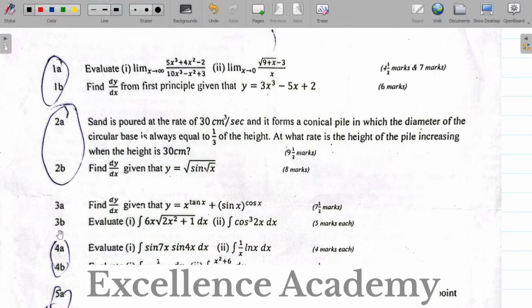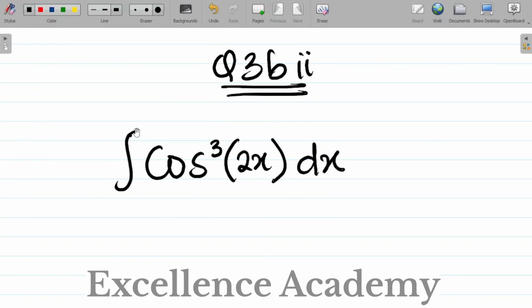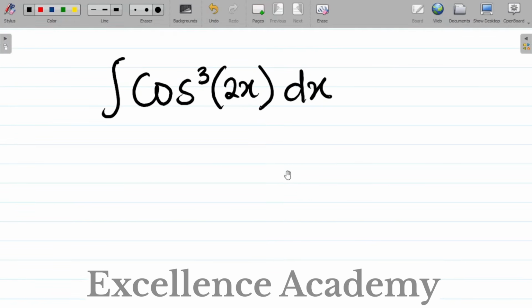The question here says evaluate the integral of cos cube 2x dx. This is for 5 marks. Now how do you solve this question? Question 3bii, the integral of cos cube 2x dx. How do you integrate cos cube 2x with respect to x?